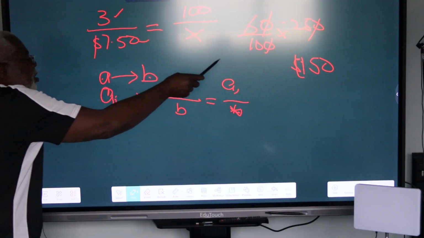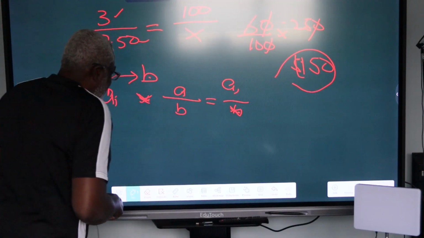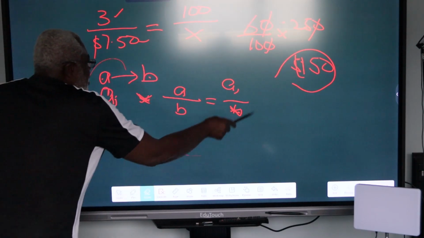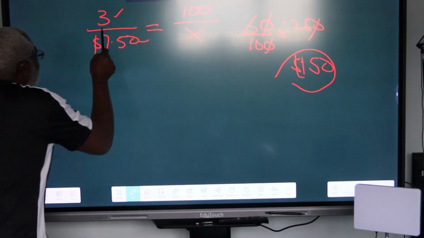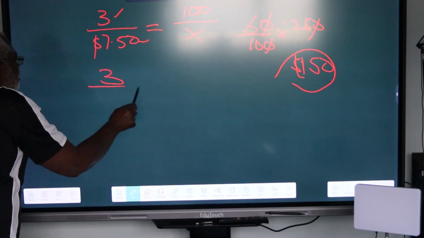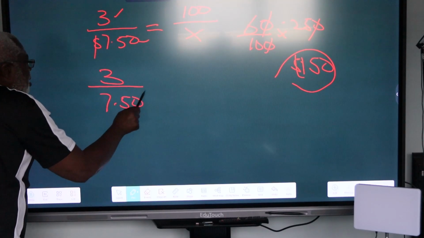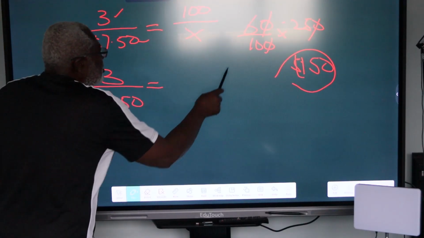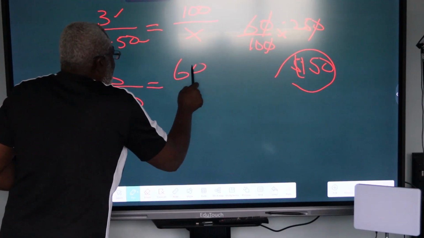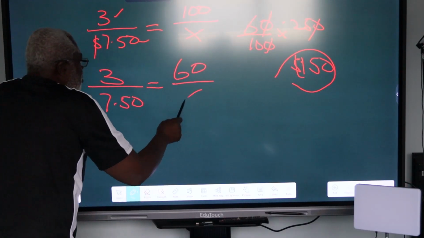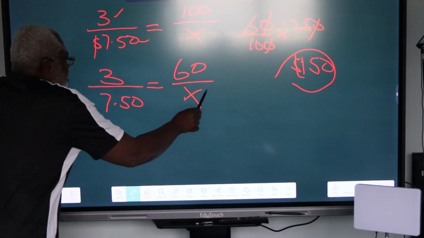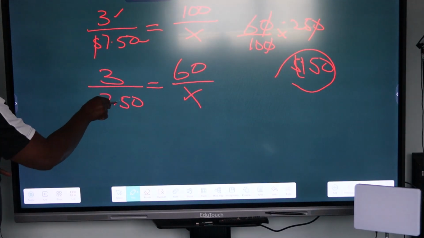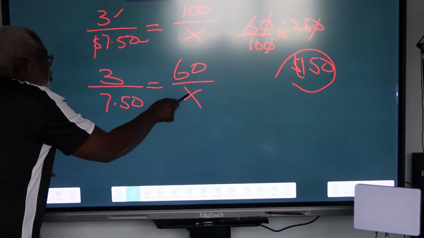So we've gone through this the longer way, finding 150. Let's go through it again. It's the same principle, but a bit shorter. We have that 3 will give us $7.50. What about 60%? 60% will give us what amount? So you can formulate your ratio. 3 will give us 7.50. So 60% will give us what?